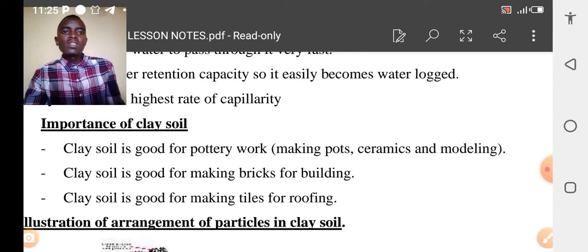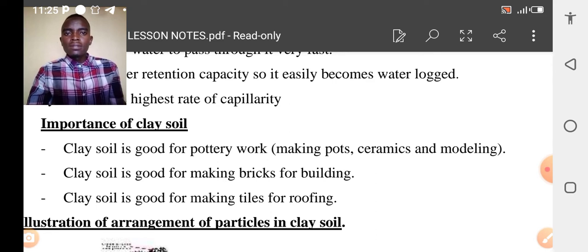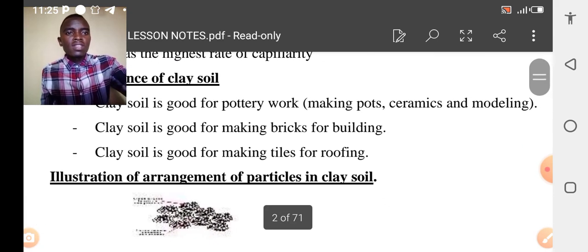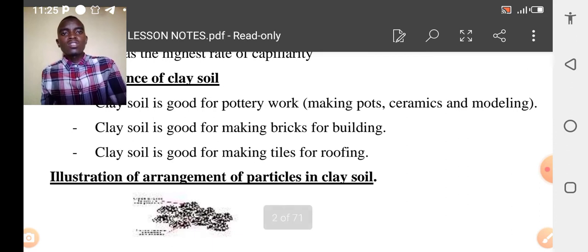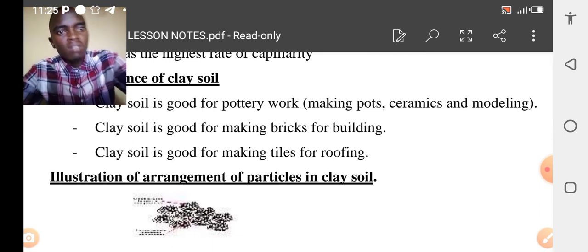Second, clay soil is good for making bricks for building. Clay is the type of soil that is used to make bricks for building. The third one, clay soil is good for making tiles for roofing, where we have to cover our roofs. So we are going to see the next one, which is the illustration of arrangement of particles in clay soil.